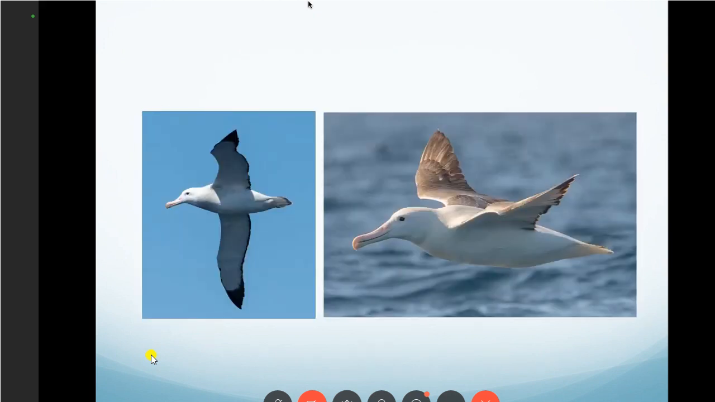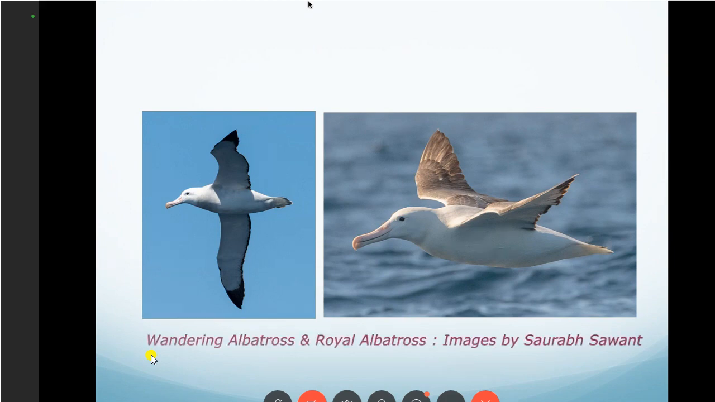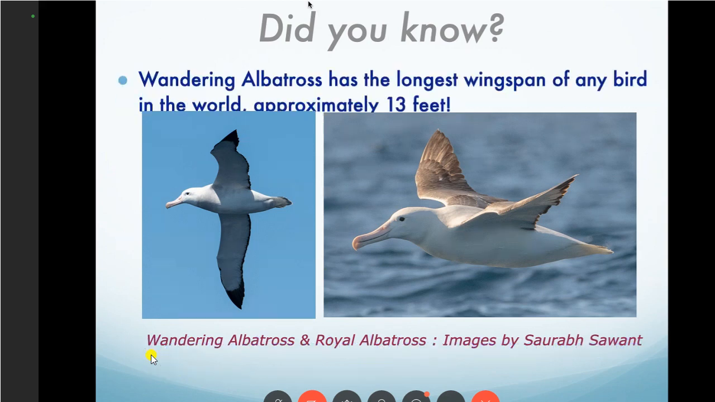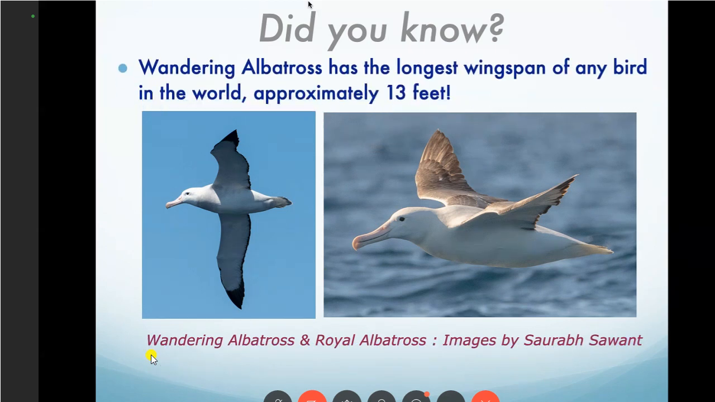So just take a look at this slide over here. On the left hand side is the wandering albatross, and on the right hand side is the royal albatross. These are huge birds, really big. And the trivia over here is that the wandering albatross has the longest wingspan of any bird in the world, which comes close to 13 feet. The royal albatross comes close, but I think it is just pipped by a little margin by the wandering albatross. These are huge birds, and look at the long wings over here.